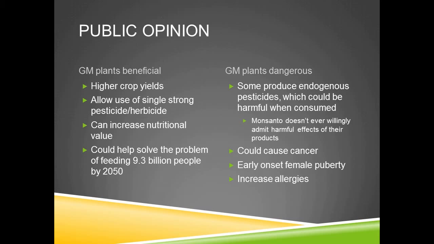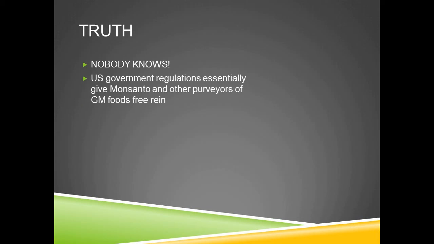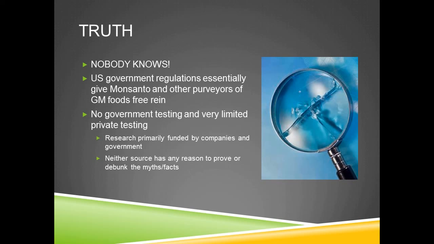But the real question is, what's the truth? Nobody knows. Monsanto managed to get U.S. government regulations passed that essentially give them free rein to introduce whatever genetically modified foods they want. This means no government testing of GM foods is occurring or has occurred, and private research into GM foods is also very limited. Most private research is funded by companies or the government, and neither of these sources show any inclination to prove or debunk the myths or facts surrounding GM foods.